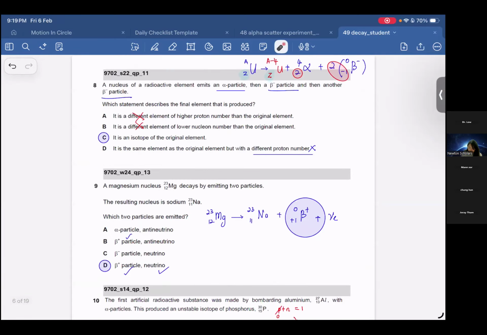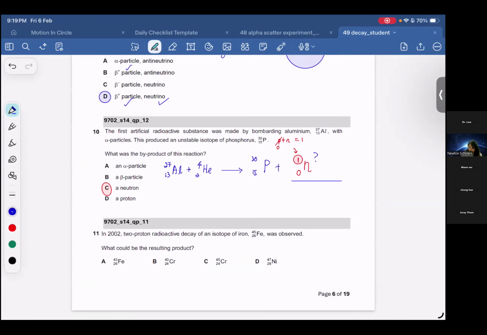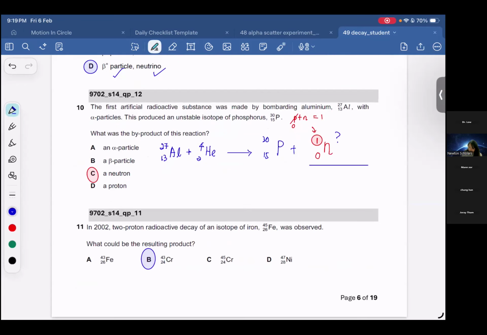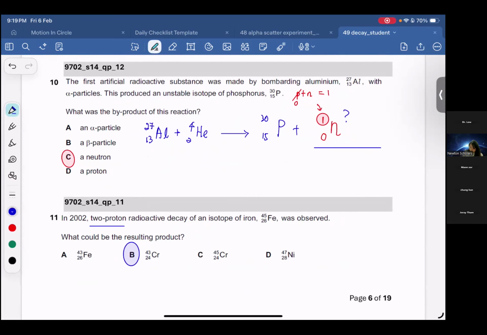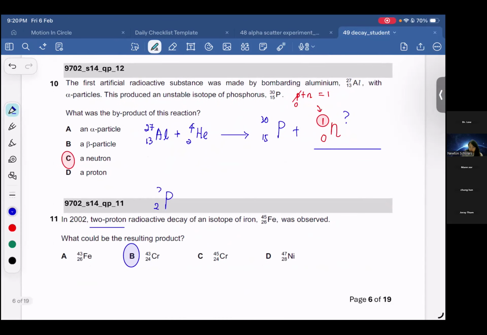Sean said that the answer is B. The correct answer is B, 2 proton. What is the symbol for proton? Proton is P. So for 2 proton, you write 2. Then inside the nucleus is neutron plus proton, right? So this is 2 also. So it decays the 2 proton. Radioactive decay of an isotope ion was observed. What could be the resulting product?